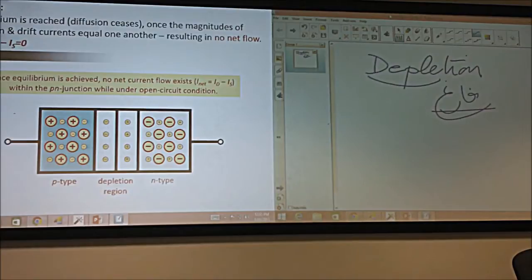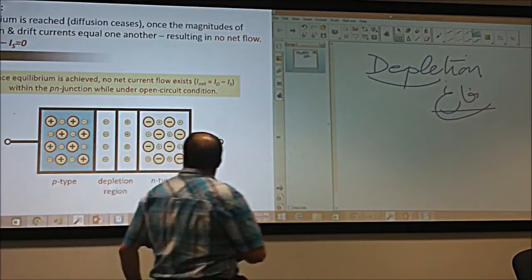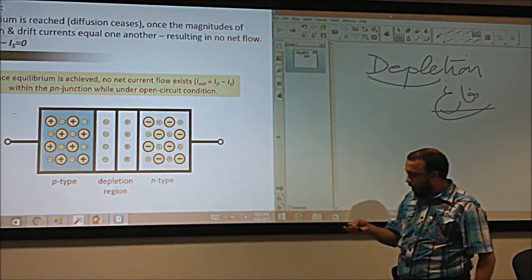So in this region, nothing is shown. Here we will have no free carriers moving around. Why? The electric field will push them to one side or the other. But before that, I have to mention something that's also very, very important.